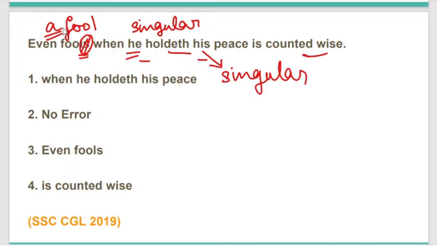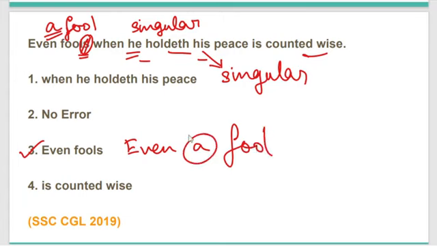So actually, where is the error lying? The error is lying in part 3. According to part 3, even fools is incorrect. So the correct sentence is even a fool, because we are omitting S and we are writing a. Even a fool, when he holdeth his peace, is counted wise. That means, even if we are not sure about the literal meaning of the sentence, we are able to solve the question with the help of the grammatical meaning and grammatical structure of the sentence.